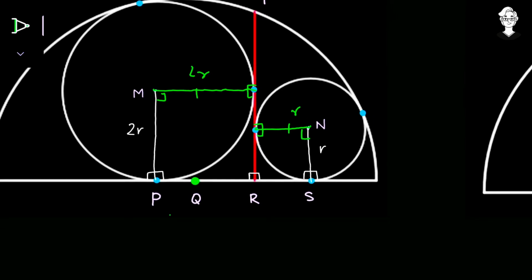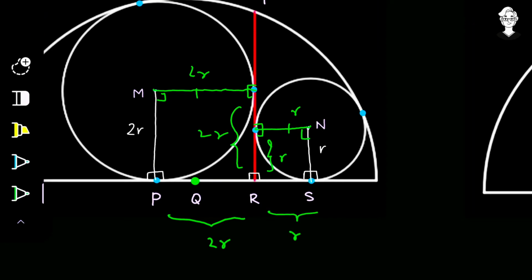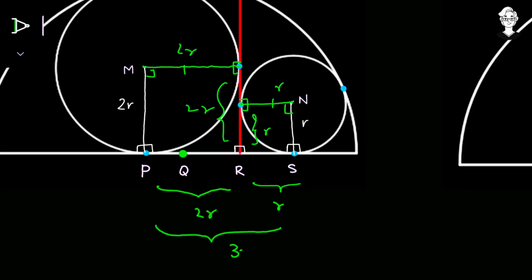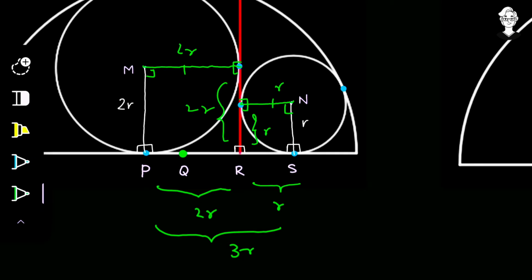So this length, from P to R, becomes 2r. This length also becomes 2r. Similarly for the smaller one, this length becomes r, and from point R to S it becomes r. So as we can see, the total length PS would be equal to what? 2r + r, that is equal to 3r. So the length of the line segment PS is equal to 3r from here.